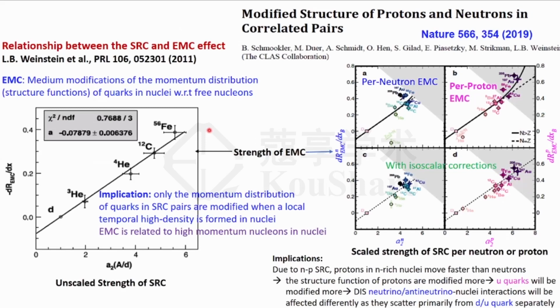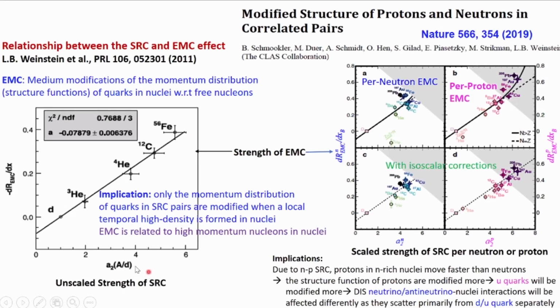clear. There's no consensus. One model says that the quark distribution in all the nucleons in nuclei is modified compared to quark distributions in free nucleons. Okay, that's one picture. But analysis by Larry Weinstein and his collaborators found that the strength of the EMC effect is proportional to the strength of short-range correlation.